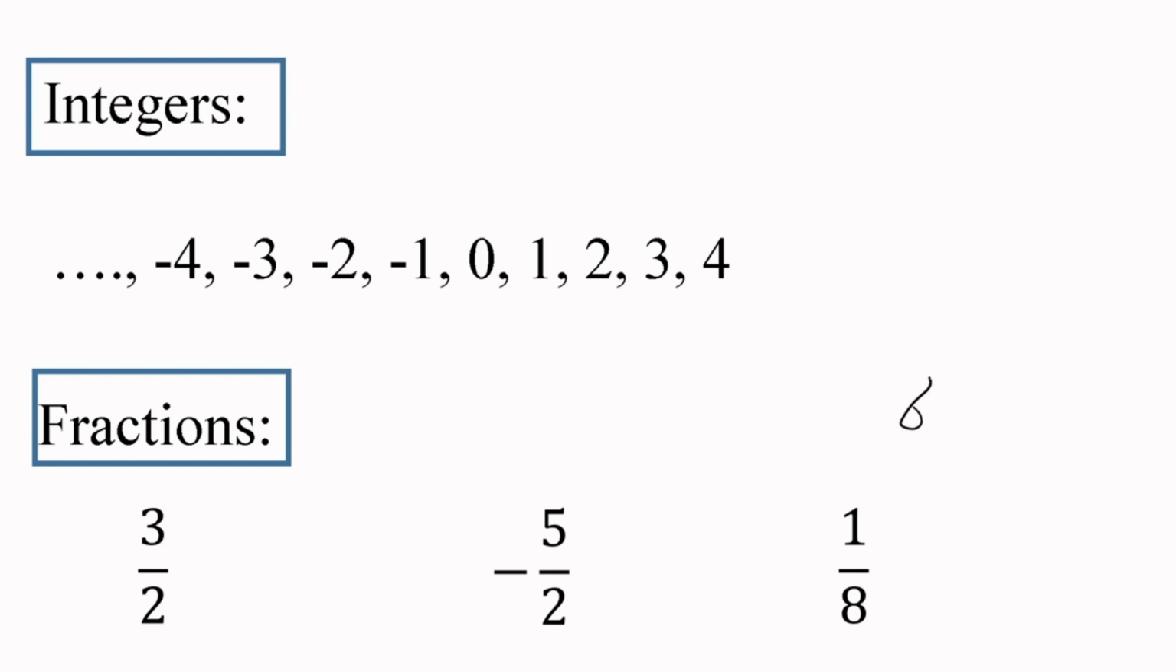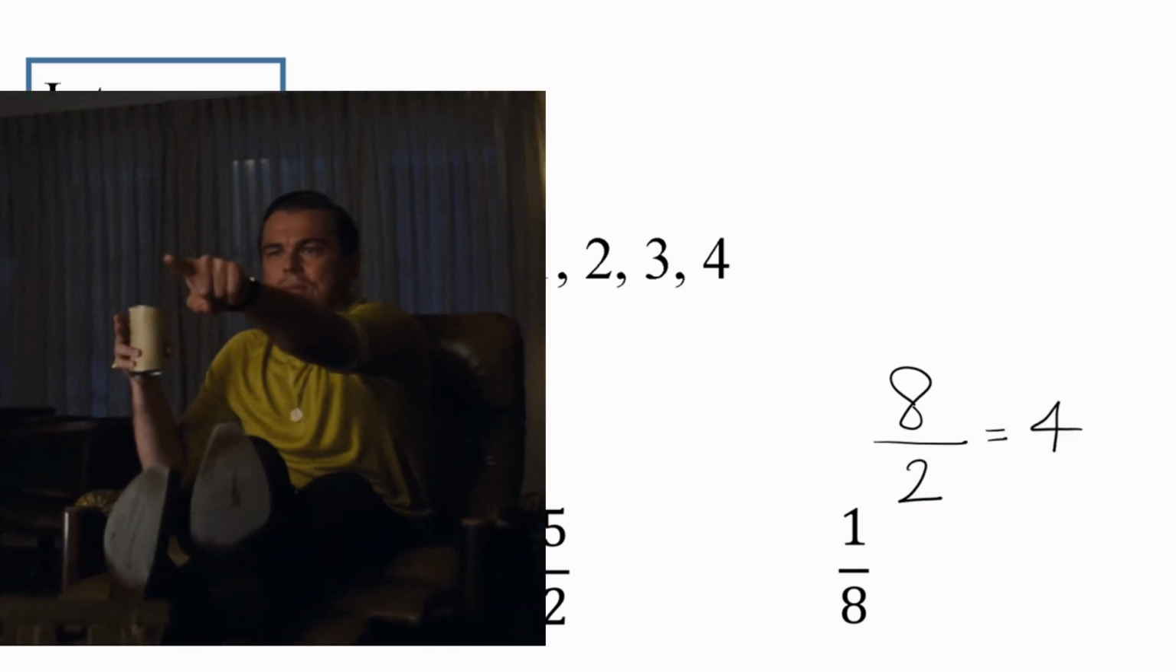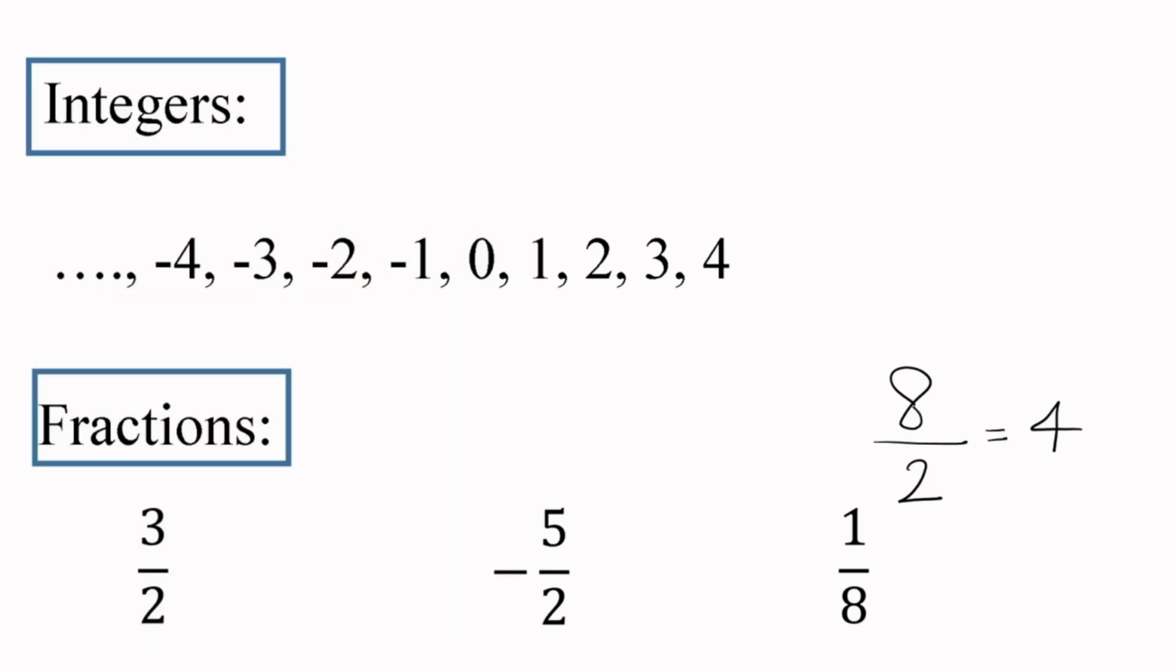For example, you may have 8 over 2. Is it a fraction? Yes, of course, it is written in fraction form. But we can simplify that. For example, 8 over 2 will be 4. So it is better to consider that as a natural number, as a whole number, as an integer, right? We usually do not consider that as a fraction because every integer, every whole number, every natural number can be written as a fraction.